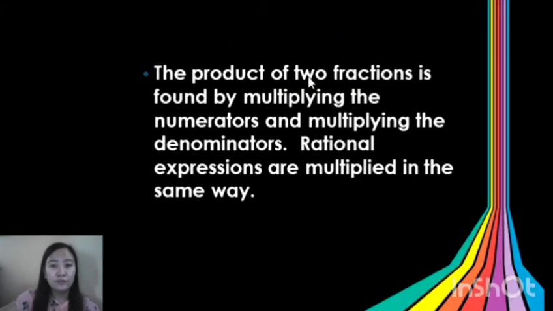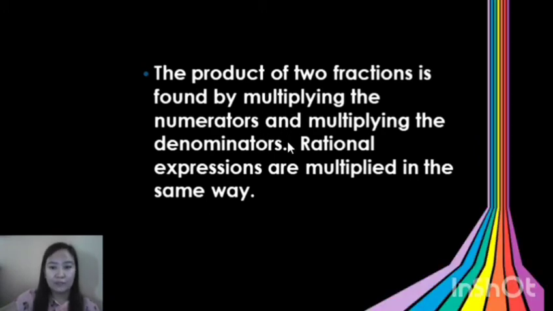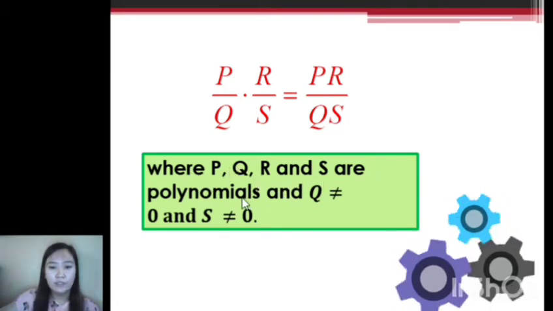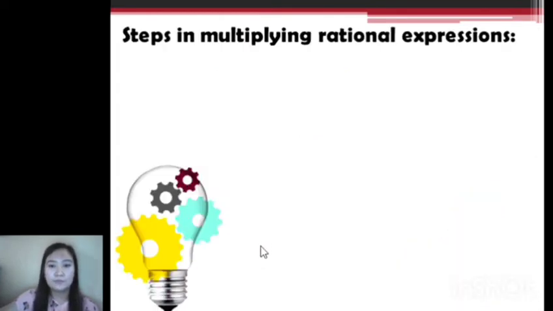So the product of two fractions is found by multiplying the numerators and multiplying the denominators. Rational expressions are multiplied in the same way. P over Q times R over S is equal to PR over QS, where P, Q, R, and S are polynomials, and Q is not equal to 0, S is also not equal to 0.